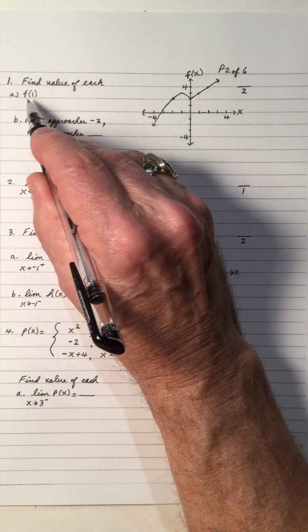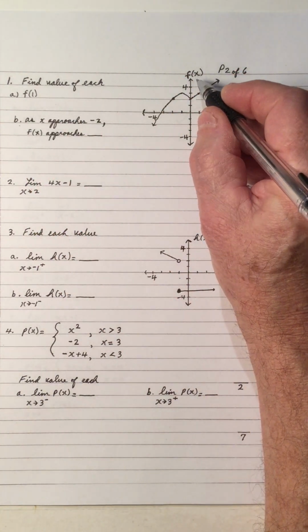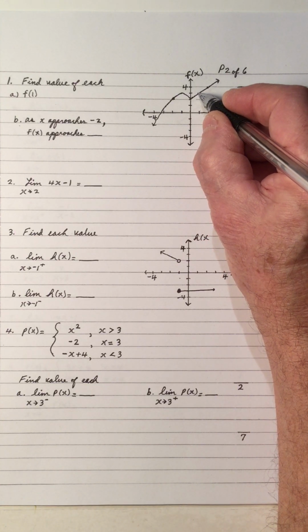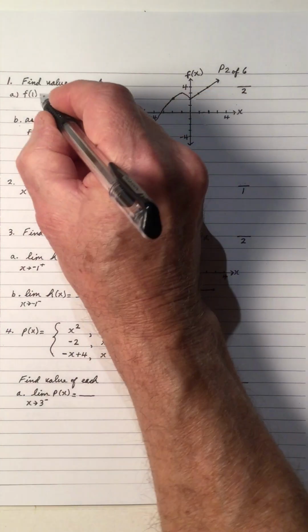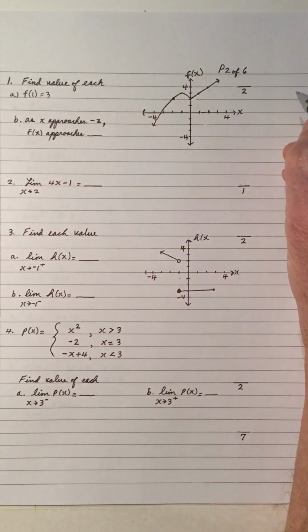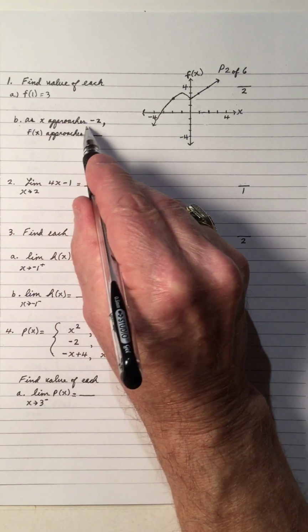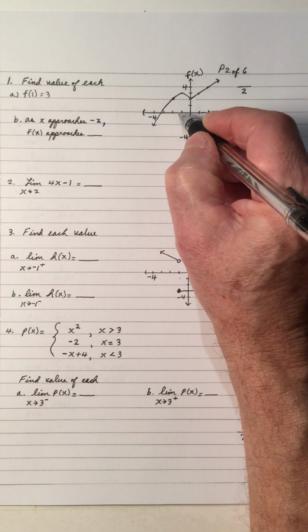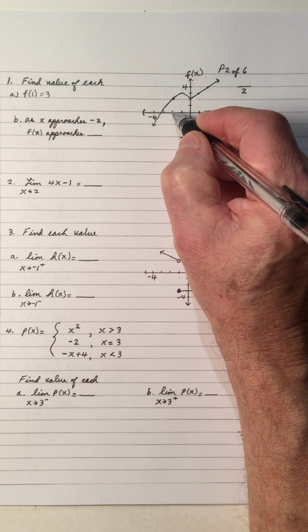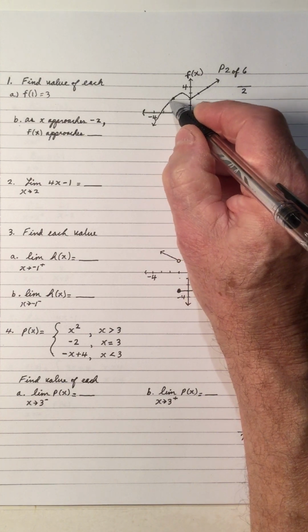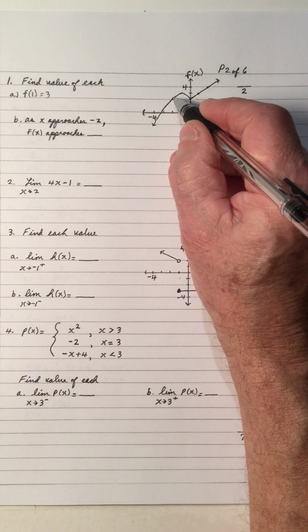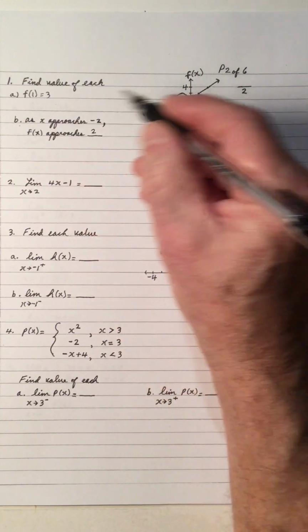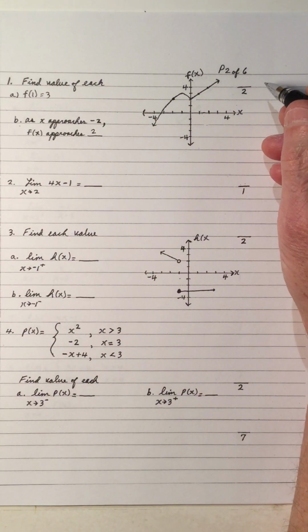Find the value of each. The f of 1. When x is 1, that means we have a 1, 2, 3. So we have a 3. And as x approaches negative 2, on the right side or on the left side, it makes no difference, the f of x is approaching 2. So for each of those, give yourself a mark.